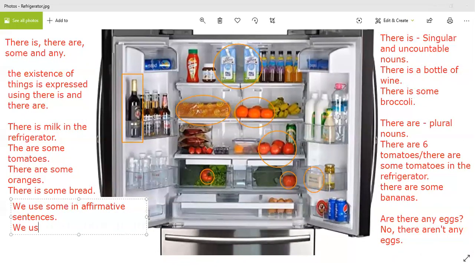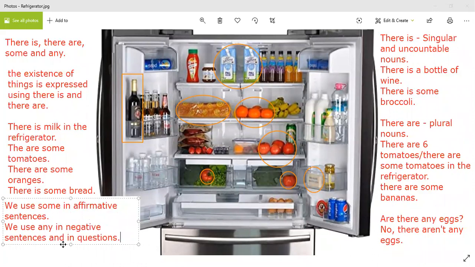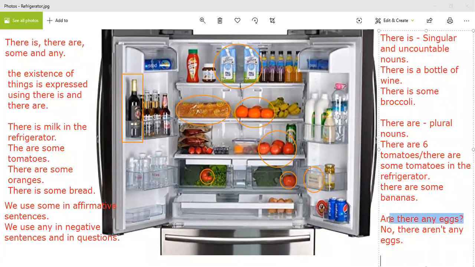And we use any in negative sentences and in questions. So we use some in affirmative sentences and we use any in negative sentences and in questions. For example, you have this one. Are there any eggs? That is a question. Guys, remember the microphone.